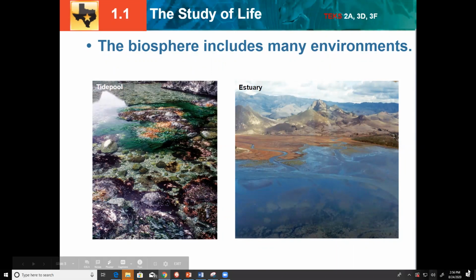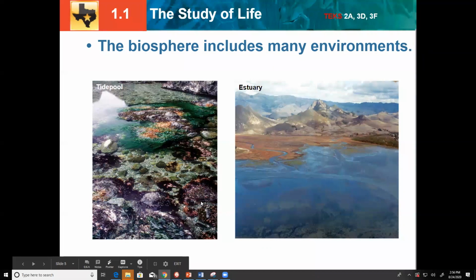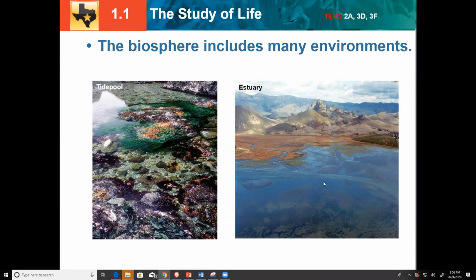Nobody knows? Evaporates. Thank you. So organisms that live in a tide pool are going to be very different from organisms that live in permanent types of water, like an estuary or a river or something like that.